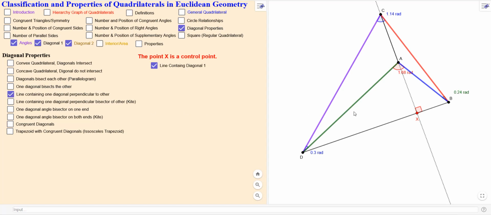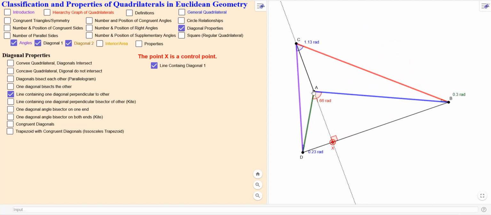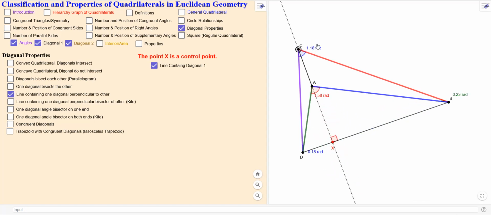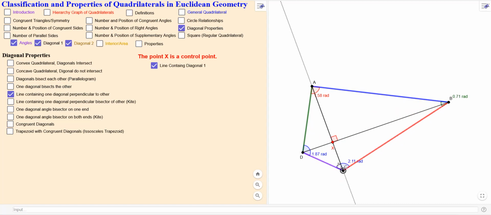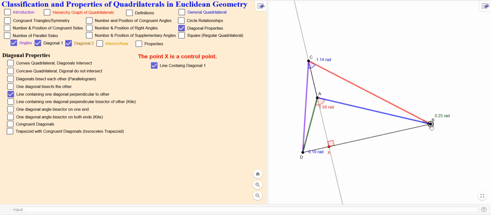So what about if the line containing one diagonal is perpendicular to the other? That's certainly something that happens in a kite. Does it have to be a kite then? Well, here we have the line containing one is perpendicular to the other, as you can see here. But it is not necessarily either a kite or any other of the special kinds that we talked about.